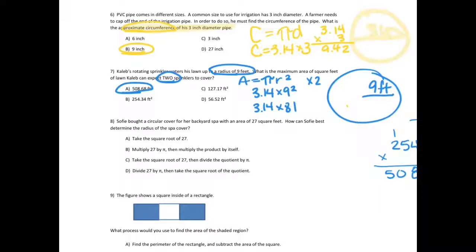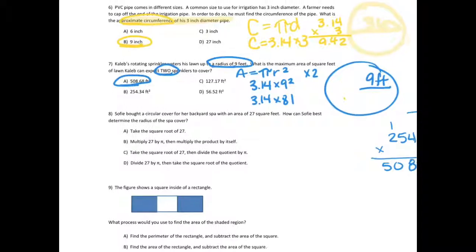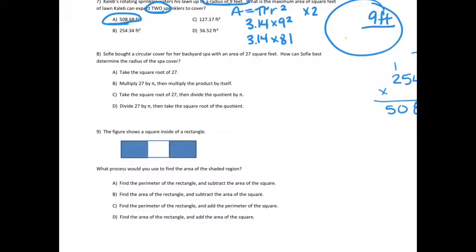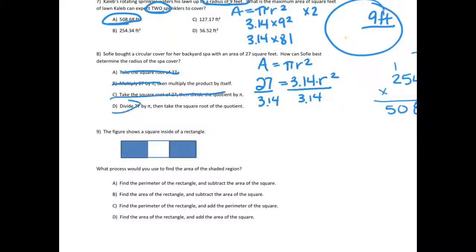Number 8. Sophie bought a circular cover for a backyard spa with an area of 27. This is kind of like the one we did on the first review. Okay, so we're looking for area. How can Sophie best determine the radius? She would have to fill in her important information and work backwards. So we would have to get rid of the 3.14 first. So divide by pi. So take the square root, no. Multiply by 20, no. Take the square root, no. We're dividing by pi first, and then we would get the square root of whatever that number is.